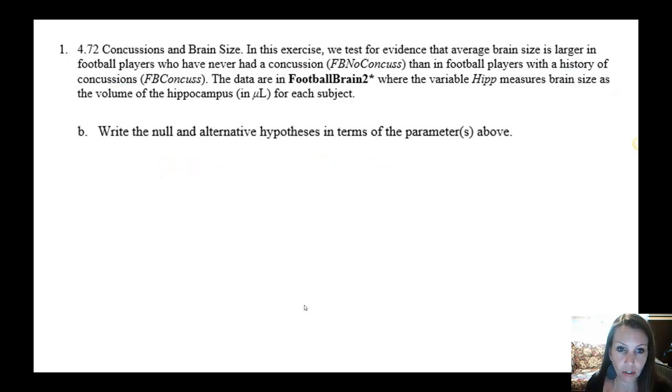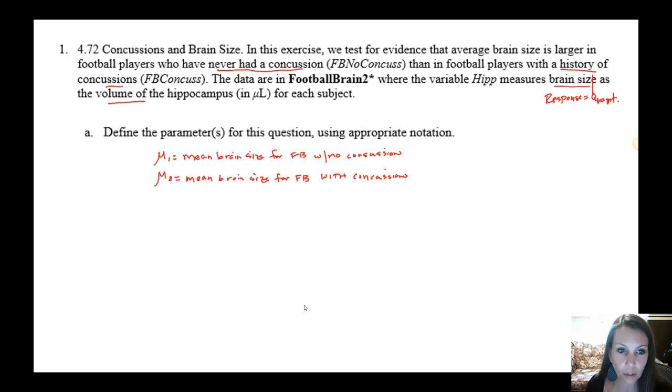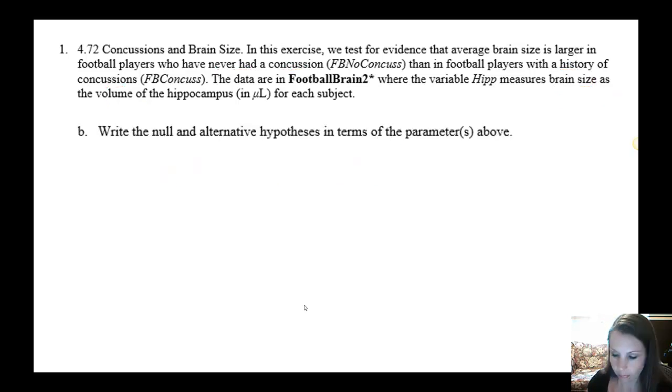Next, we want to write the null and alternative hypotheses in terms of the parameters. So our parameters were mu1 and mu2. Our hypotheses are always written about the population parameters. There should never be any symbols for statistics inside of your hypotheses. So I have two hypotheses that I have to write out, the null hypothesis and the alternative hypothesis. The null hypothesis always has the equal sign. So let's write that one first. So under the null hypothesis, mu1 is going to equal mu2.